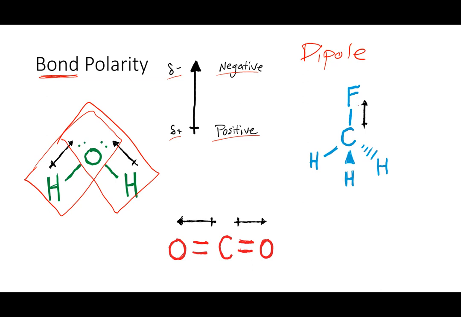And then lastly here, carbon and hydrogen are almost identical in their electronegativity values. I would give the edge slightly to carbon, but the obvious one is fluorine here. Fluorine is the most electronegative atom, so the dipole points towards fluorine, and this bond right here is very polar. Okay, so bond polarity is pretty straightforward. You just compare the electronegativity values of the atoms that are participating in the bond.